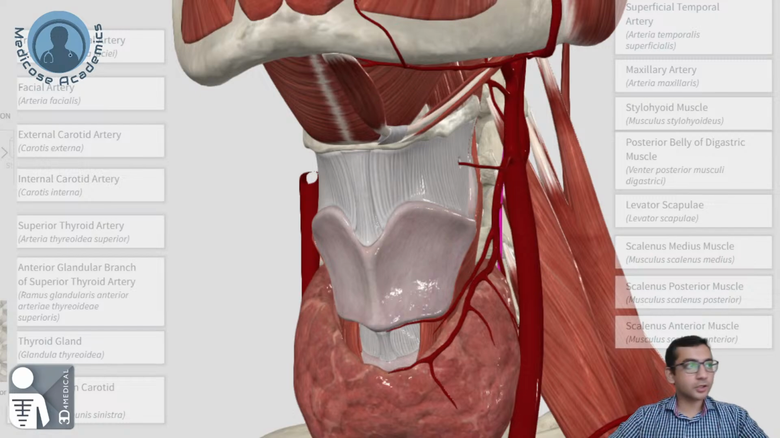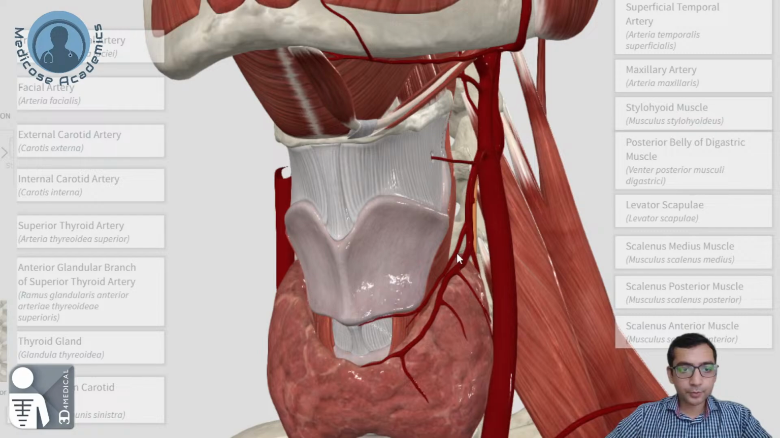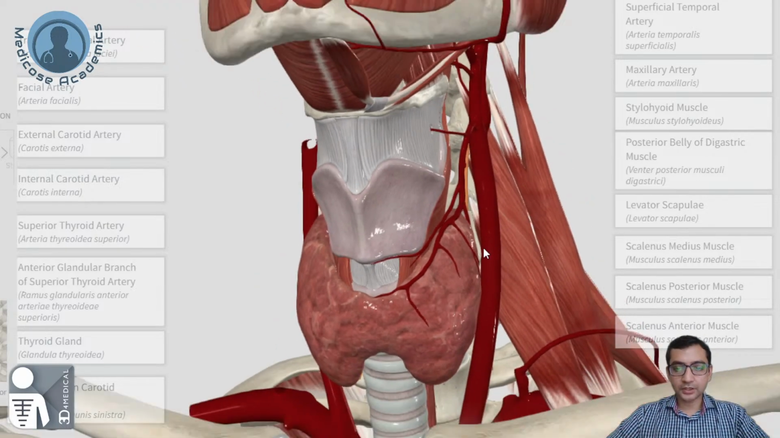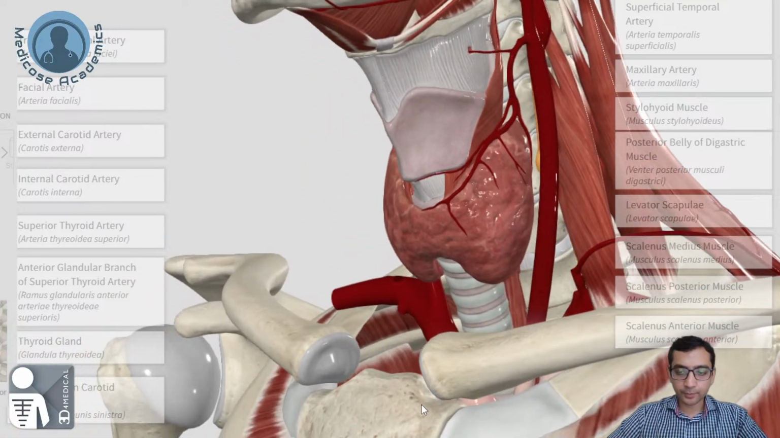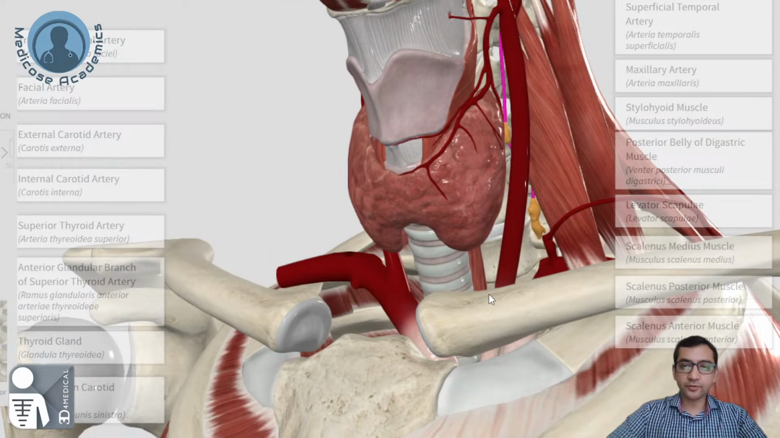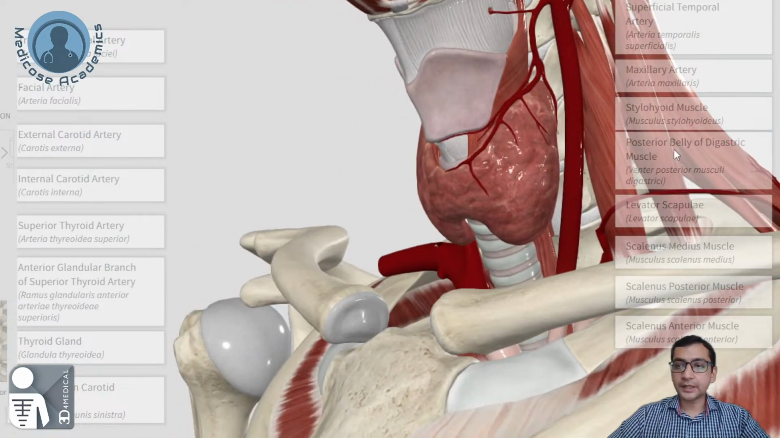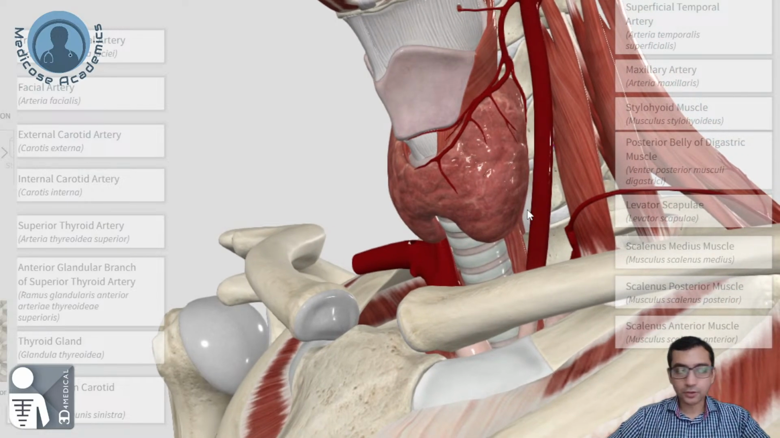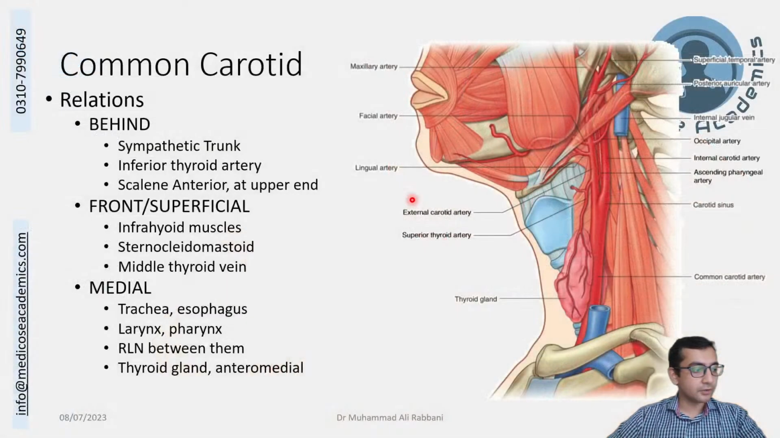Okay, so we were talking about the relations here. So this is about the posterior relations. Moving on, the anterior relations, anterolateral relations. Basically, on the front, you can see that it is originating from behind and passing through the root of the neck. So all of the muscles that are in front of the root of the neck, here the infrahyoid group of muscles, the sternocleidomastoid, all of these that will be in front of it will be visible right here.